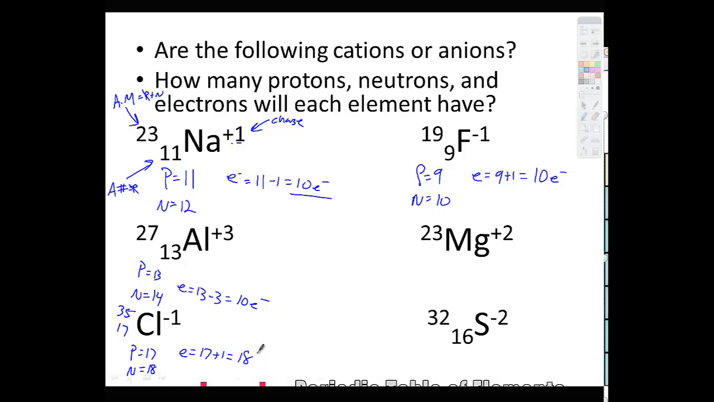The only other exception we could have is something like this, where I give you the atomic mass. So I'm telling you the exact atomic mass here, but I'm not telling you the atomic number. And that's okay, because magnesium's atomic number will never change. So I can look it up, find 12, and go through the same process that we've been doing.